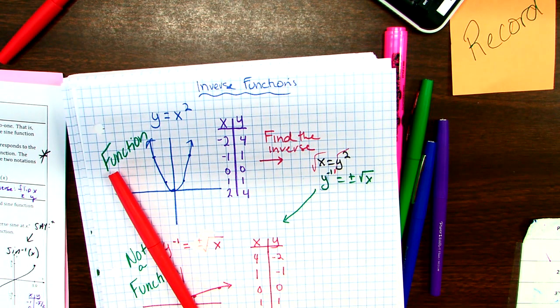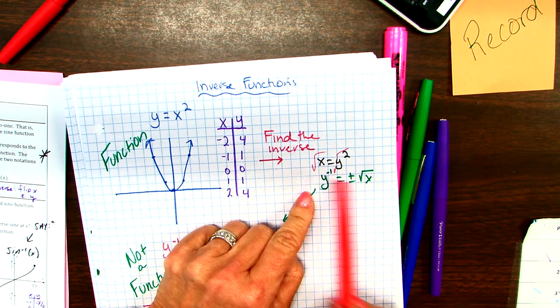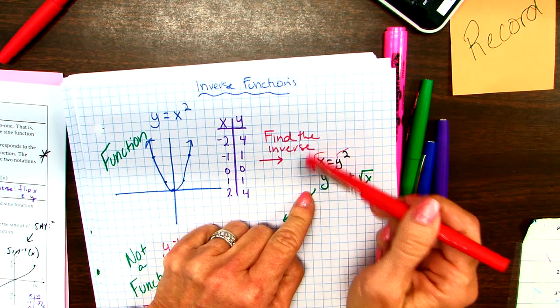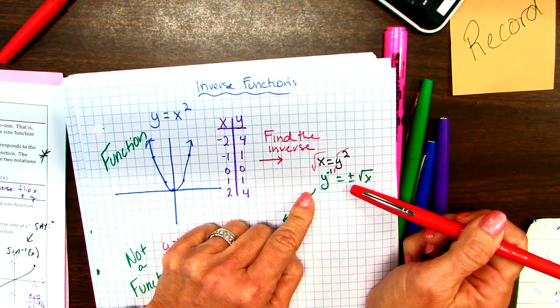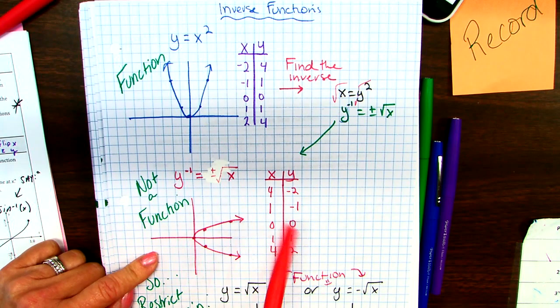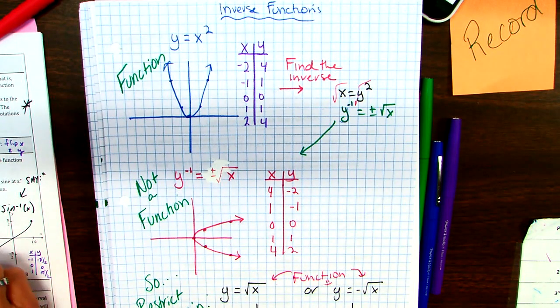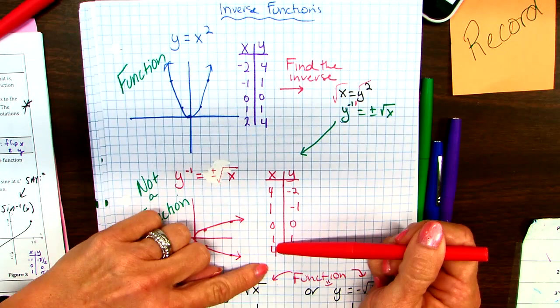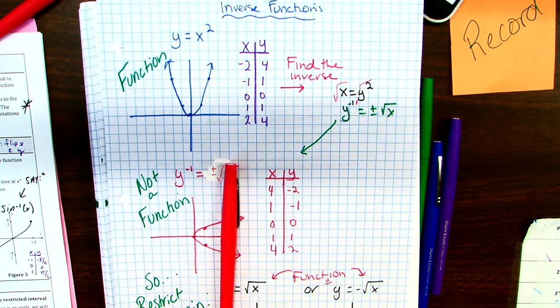Inverse, remember, is switching the x and y's and solving for y. And so that's what I did here. I took this function, I switched the x and y's, I solved for y, and in that process I took the square root of both sides. And remember, when you take the square root of something, you get a plus and a minus in front. Here's what that graph would look like, okay? And it's these ordered pairs, which are just these x and y's flipped. Okay, and you can see there's repeat x values here, which means it's not a function. It doesn't pass the vertical line test.